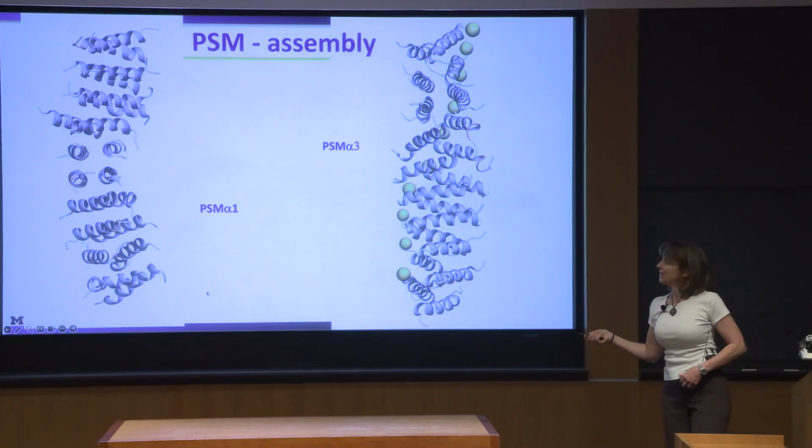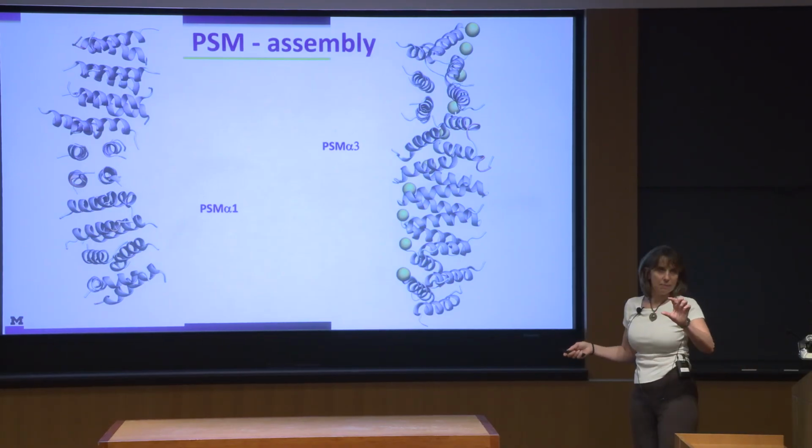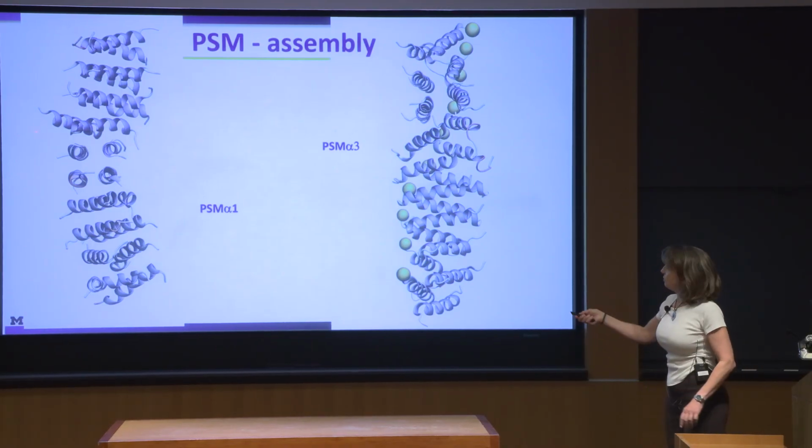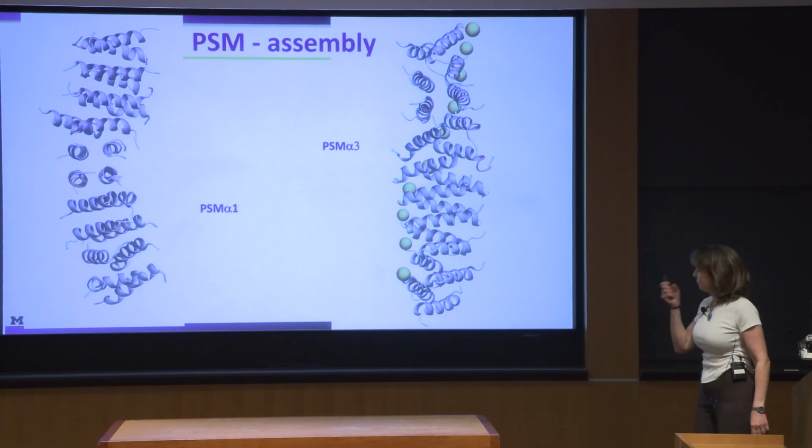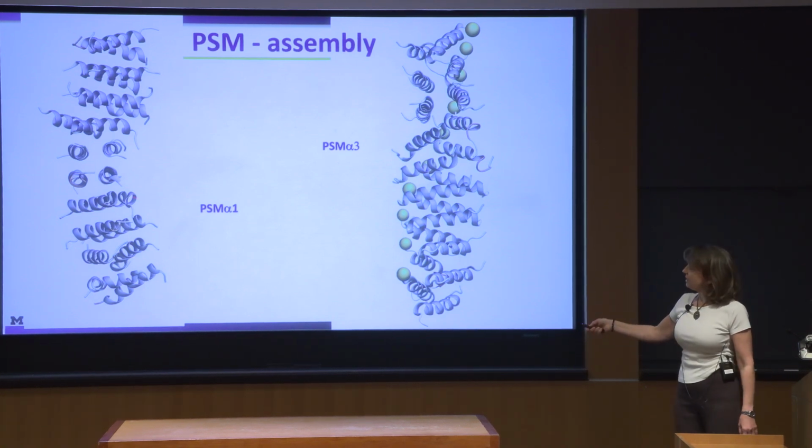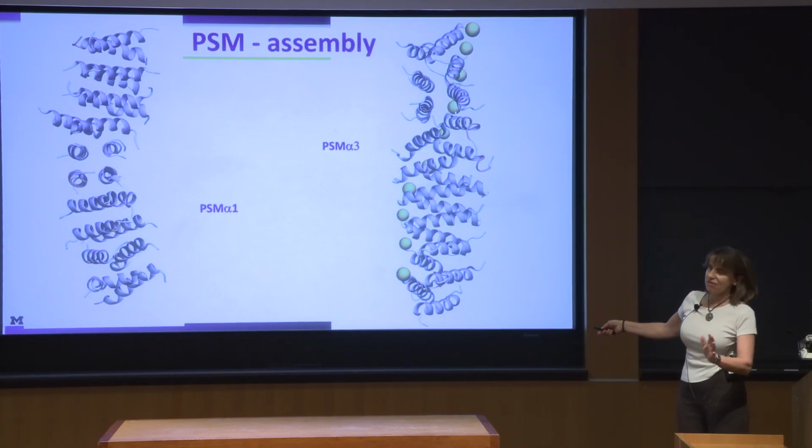So we put together 20 of those small amino acids that I just showed you. And the difference between this left and this right, if the movie were to work, is that those are different: alpha 1 and alpha 3.